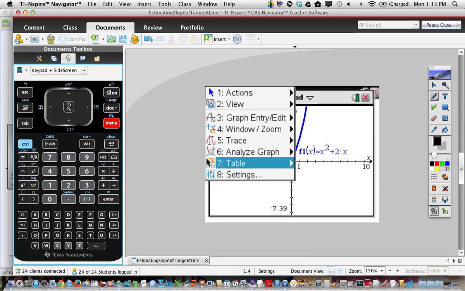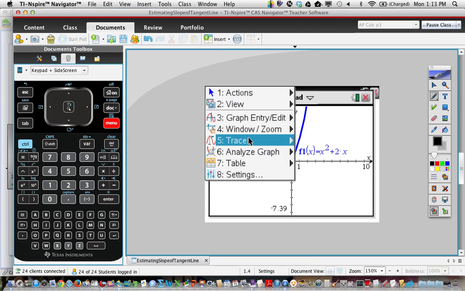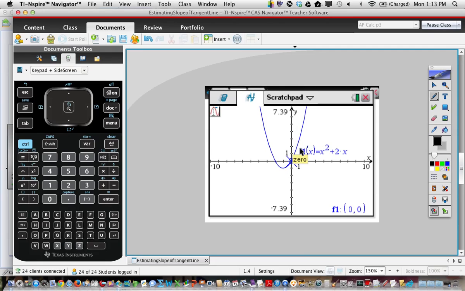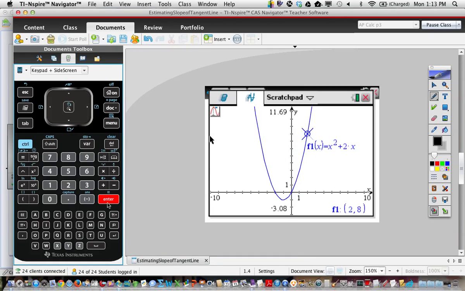Let's trace real quick at 2 because we're looking for the slope at 2. So if I type in a 2, does it look reasonable that the slope is 6 there? I would say so. It's pretty steep. It's positive. I would say it's reasonable that the slope is 6 right there.